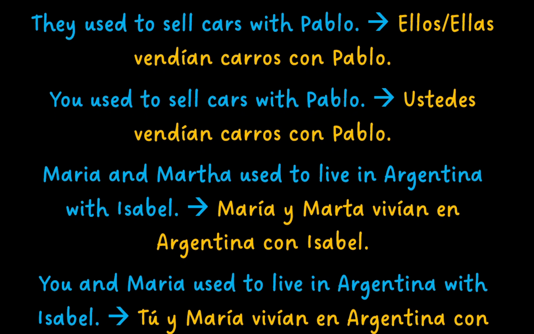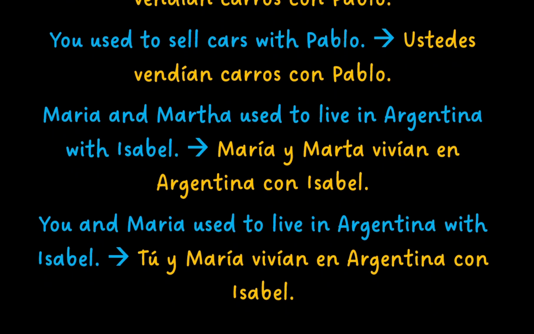They used to sell cars with Pablo is ellos or ellas vendían carros con Pablo. You used to sell cars with Pablo is ustedes vendían carros con Pablo. Maria and Martha used to live in Argentina with Isabel is Maria y Marta vivían en Argentina con Isabel. And you and Maria used to live in Argentina with Isabel is tú y María vivían en Argentina con Isabel.